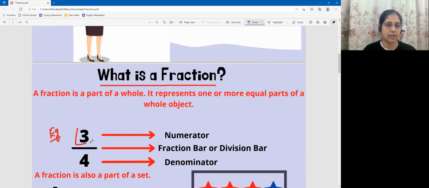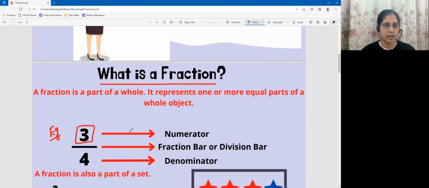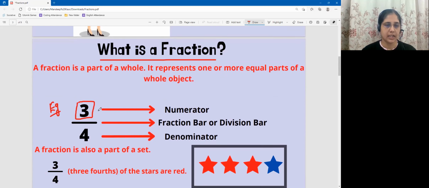So let's start with this 3 first. What is this 3? This 3 is known as a numerator. What does a numerator indicate? The numerator indicates the total number of equal parts that we consider, right?